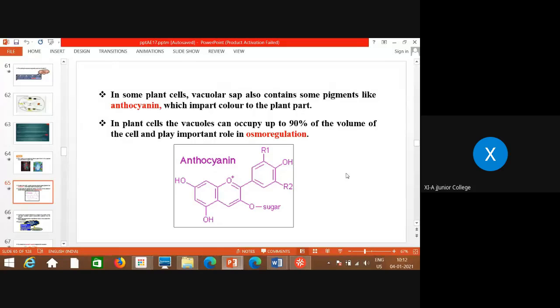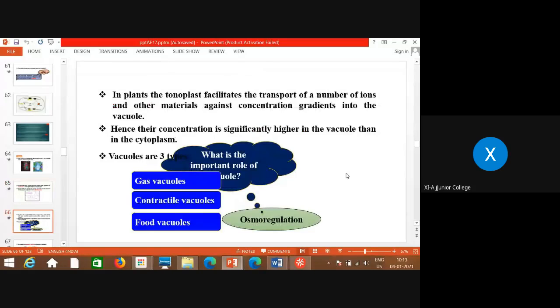This is very common in prokaryotes also, and in many aquatic organisms, where it plays a very important role. We'll come to that part. Now there are different types of vacuoles, for example gas vacuoles, contractile vacuoles and food vacuoles, and as per the name, they play their role. But the main important function of the vacuole is osmoregulation.